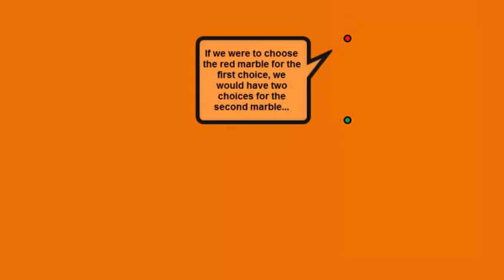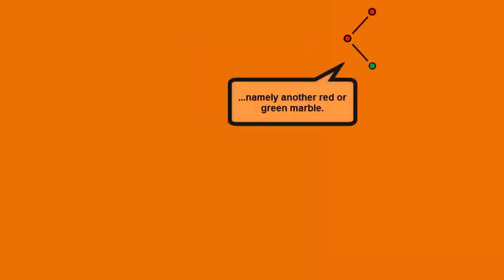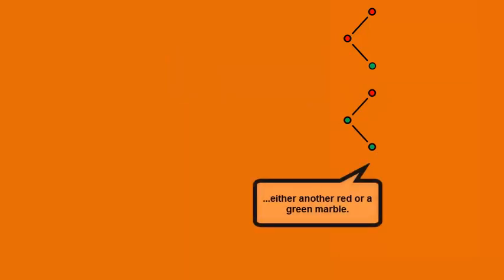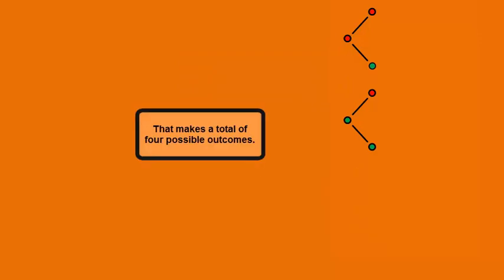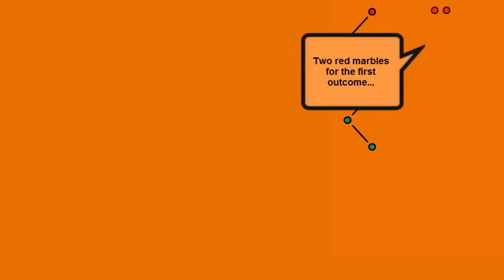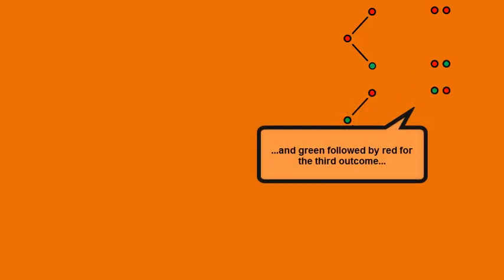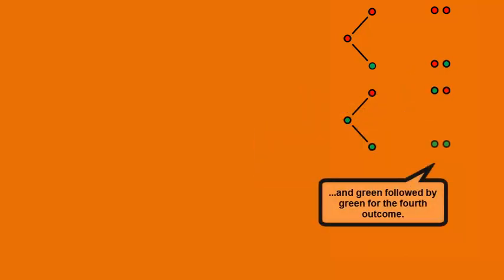If we were to choose the red marble for the first choice, we would have 2 choices for the second marble, namely another red or green marble. If we had chosen the green marble, we would also have 2 choices for the second marble, either another red or a green marble. That makes a total of 4 possible outcomes: 2 red marbles for the first outcome, a red followed by a green marble for the second outcome, a green followed by a red for the third outcome, and a green followed by green for the fourth outcome.